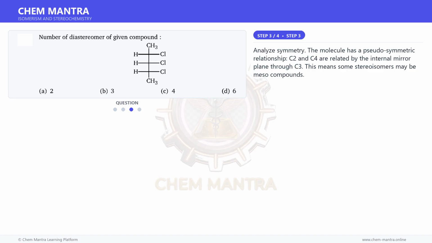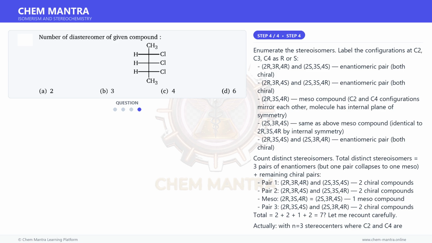Analyze symmetry. The molecule has a pseudo-symmetric relationship. C2 and C4 are related by the internal mirror plane through C3. This means some stereoisomers may be meso compounds. And for the final step, enumerate the stereoisomers.